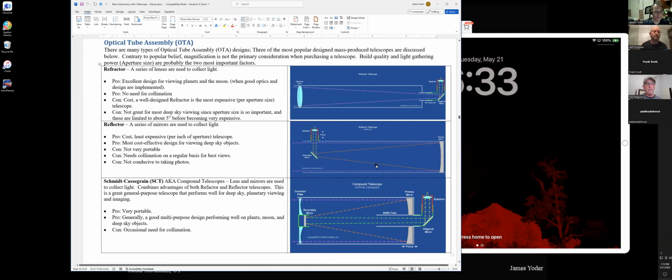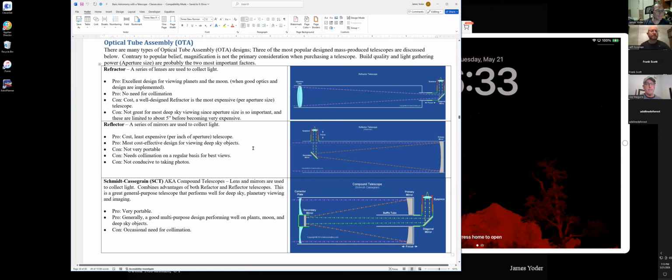This is also not conducive to taking photographs. Generally, it's difficult to take photographs with it, although people do some planetary imaging with it sometimes. They also need collimation on a regular basis for the best view.